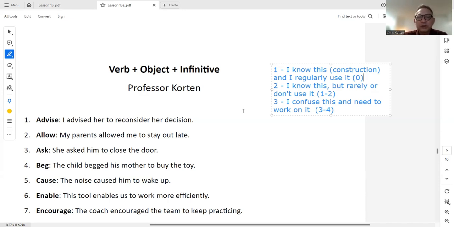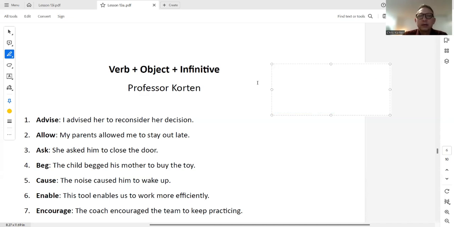So let's go through it. Are you ready? 1, 2, or 3. Now this might disappear, so please remember the formula. I'm just going to read this and then go one by one. So the first category is verb, object, infinitive. Do we see that? Verb, object, infinitive. So here we go. And just as a reminder, here are the categories.